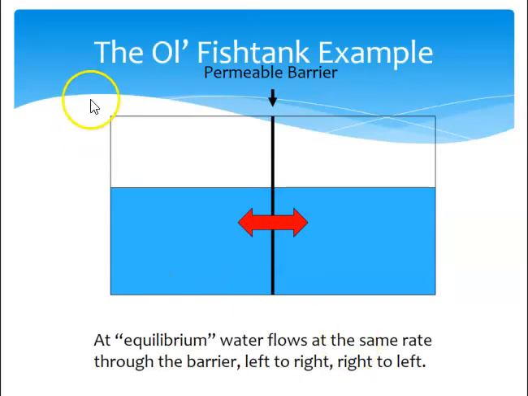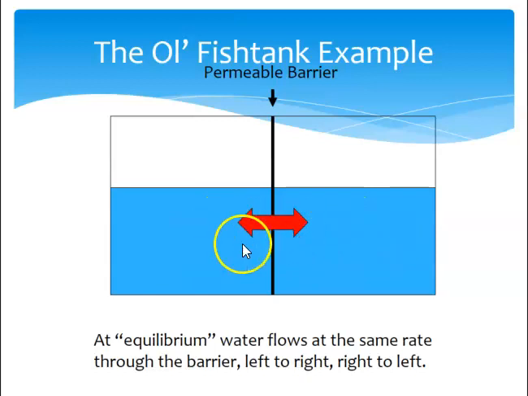Let's say we have a big aquarium, and we've got this permeable barrier separating these two sides. Maybe some kind of thick cloth, something that the water can flow through, just not gush through. So it can make its way through here. When it's just sitting there on the table, it's at equilibrium. There's water flowing through this way and that way, and it's doing it at equal rates. That's what equilibrium is, equal rates.